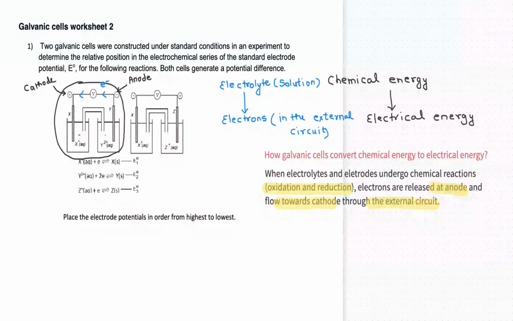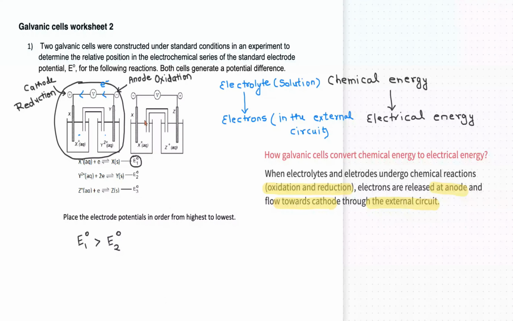If you look at the first galvanic cell, reduction always happens at the cathode and oxidation always happens at the anode. So it means in the first galvanic cell, X should be higher than Y, right? So electrode potential E1° should be higher than E2°, right?